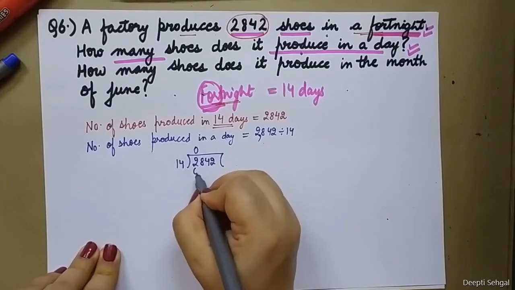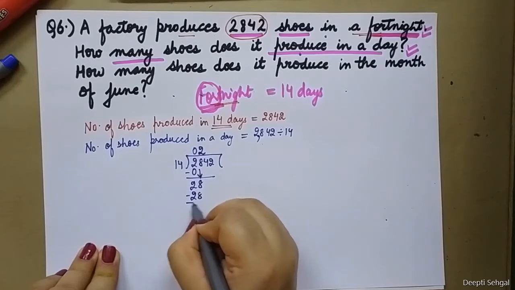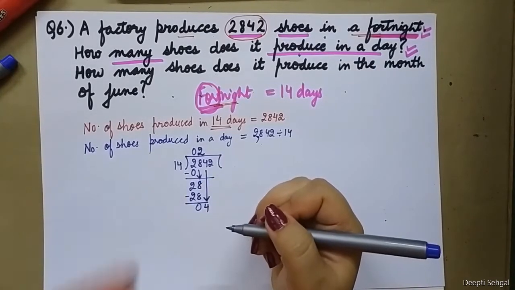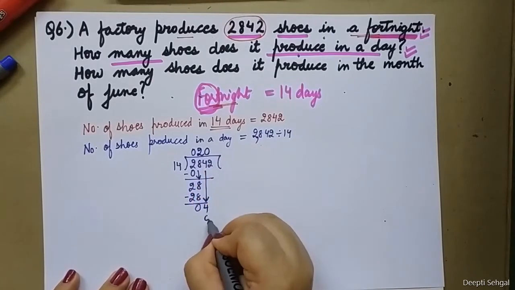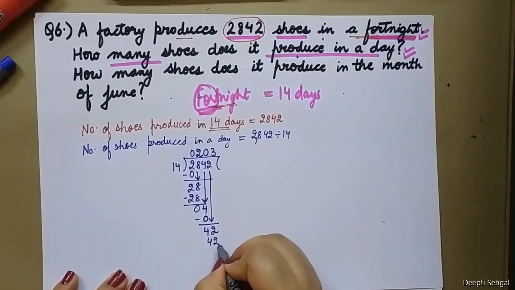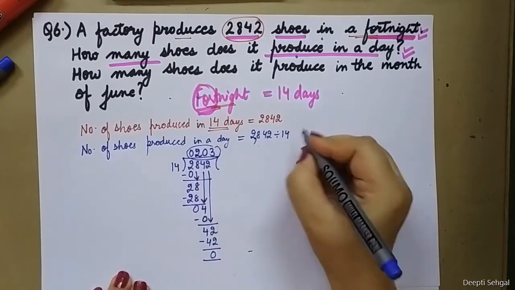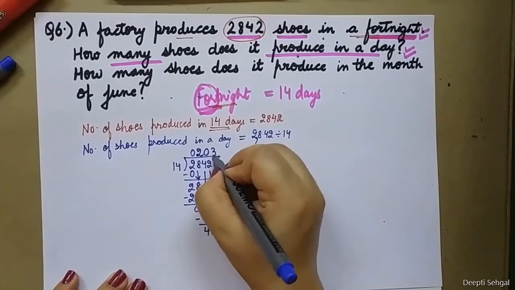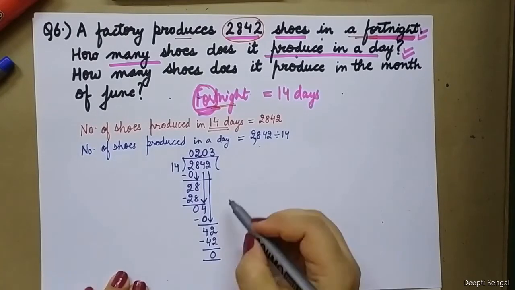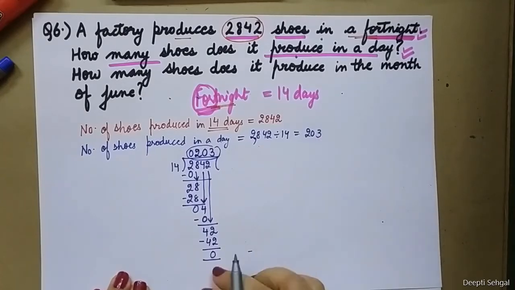So 40. Multiply by 3 is 42. It is so quick. We have done it very quickly. How many shoes are produced in a day? 203, and no shoes are left.